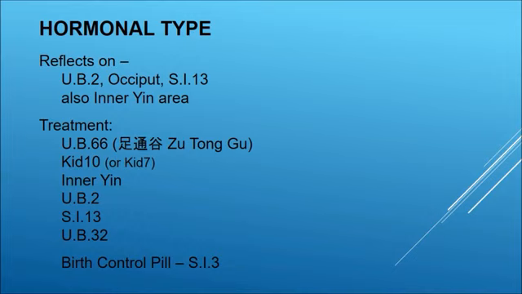I personally often will substitute and use kidney 7 rather than kidney 10. If the diagnosis is correct, UB66 should clear not only the occiput and/or UB2, but also other abdominal reflexes which are not related to estrogen, but are affected by the hormonal imbalance. I also add inner yin, 5 fingers above kidney 10. Perhaps that is why I tend to use kidney 7 over kidney 10. This is an area clearly associated with hormonal imbalances. I needle inner yin towards the stomach or gallbladder channels.